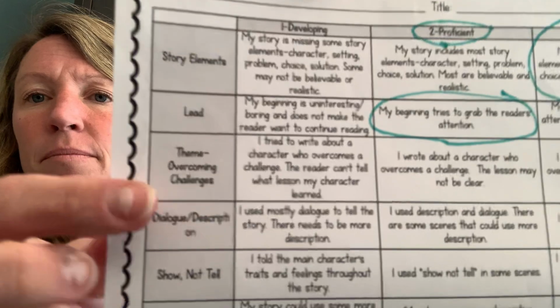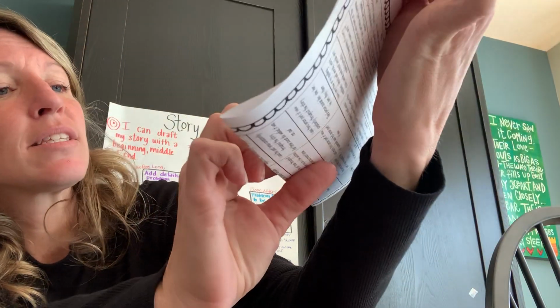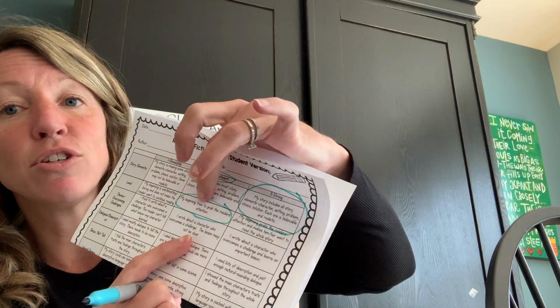All right, overcome challenges. Next is the theme. The second proficient says, I wrote about a character who overcomes a challenge. My character was Penelope, and did she overcome a challenge? I definitely think she did. She overcame the challenge of learning how to snowboard, and she showed perseverance within that, right? She was ready to give up. So that would be a 2. She definitely overcame a challenge. Let's look at the 3.